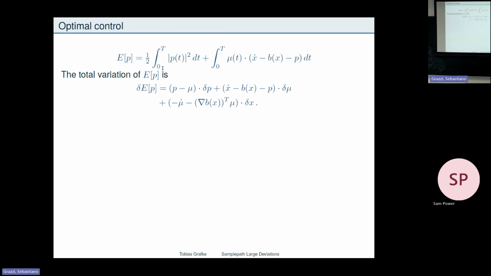So if you go ahead and do this, this is just a copy of this E of p. And this is the variation of E. The total variation of E is p minus mu coming from this term, times dp, and from that term, x dot minus b minus p times d mu. So that's coming from this variation. And another equation, minus mu dot minus gradient b transpose mu times delta x, which comes from the x variation of this one. You need a gradient b here, and then you transpose it over. And here I do a time partial integration onto the mu to get the derivative here. That's just, I guess, calculus of variations.